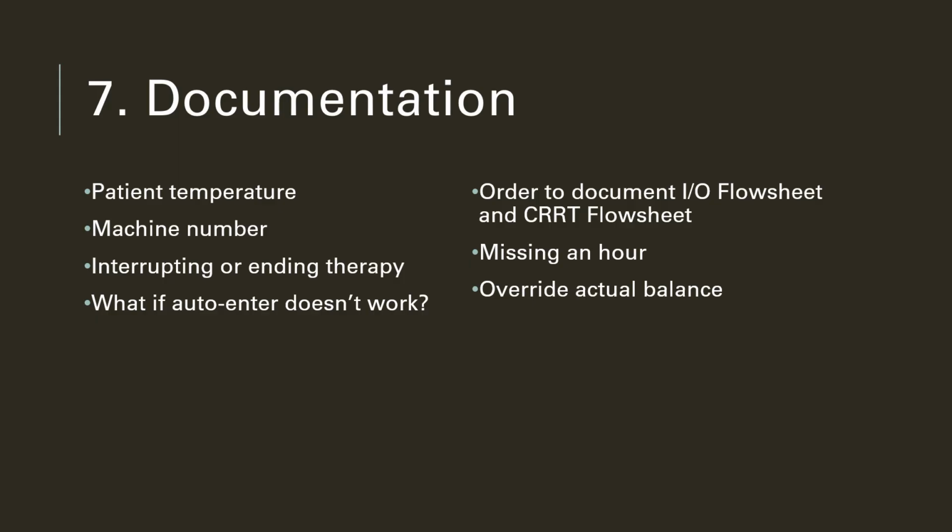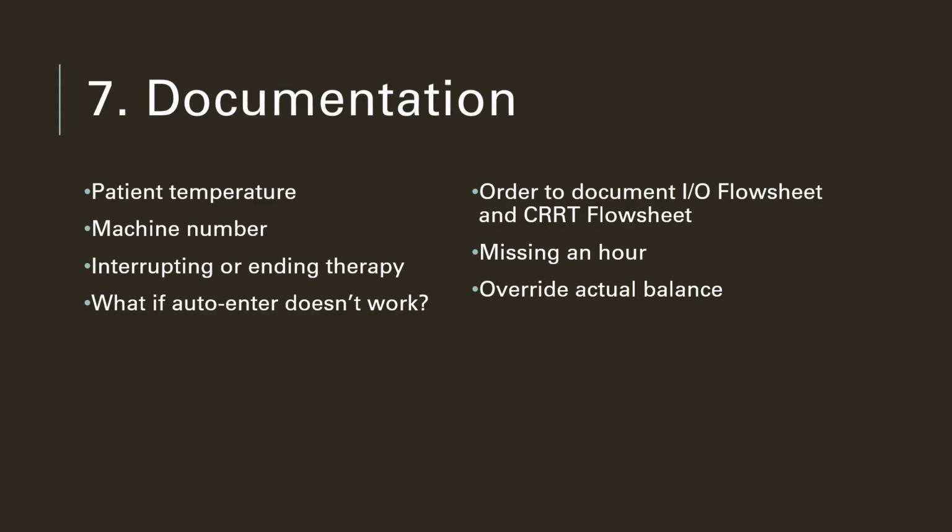Override actual balance can be used when a nurse needs to exclude a volume from the CRRT flow sheet that the patient did actually get or have taken off. So for example, a massive transfusion protocol might add a whole liter of fluid to the patient, but the nurse wouldn't want to pull that off on CRRT. In order to do that, they'll go to the override actual balance row of the CRRT flow sheet, and they'll simply type the actual balance for that hour minus the amount they want to get rid of.